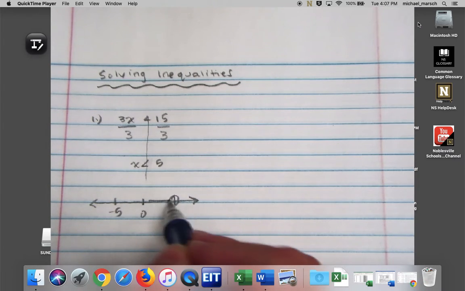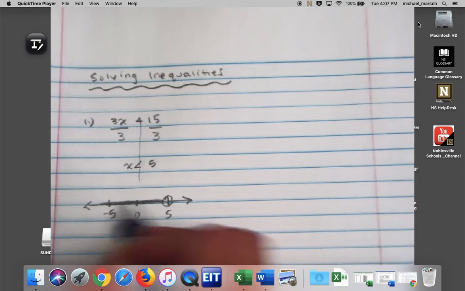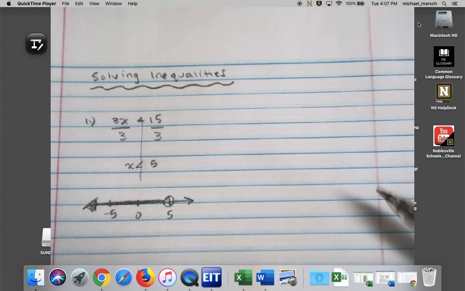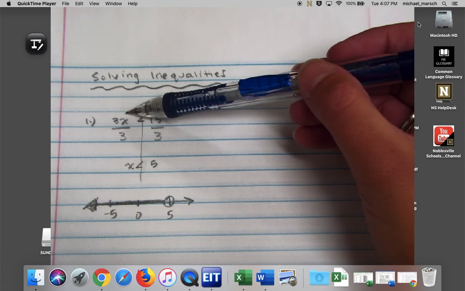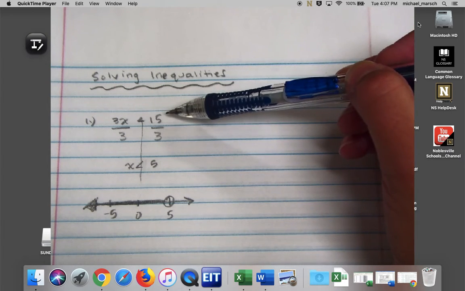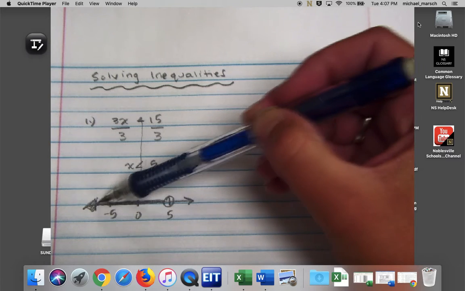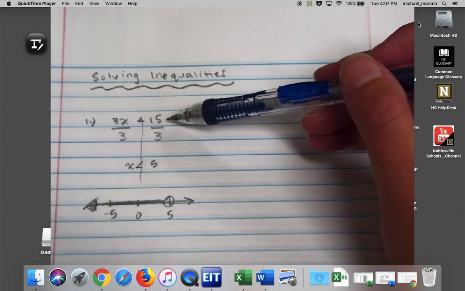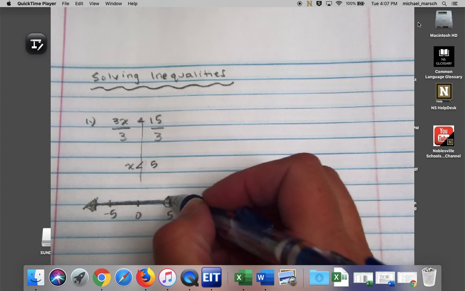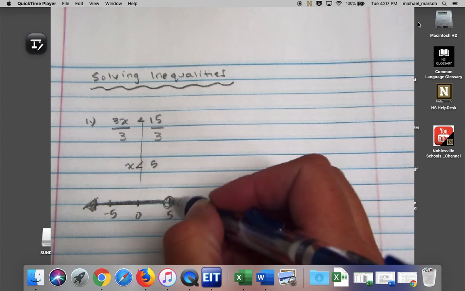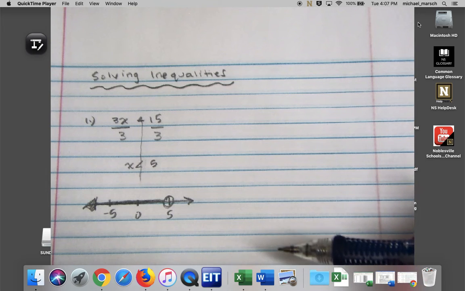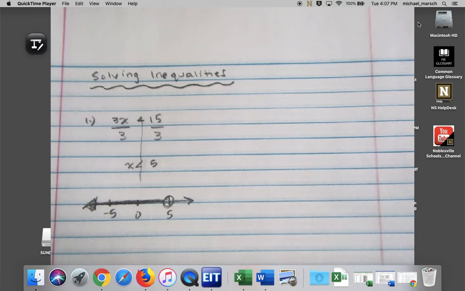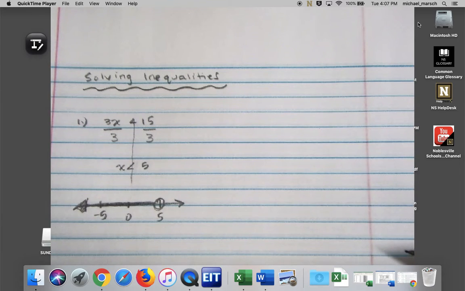And then I'm going to draw a thicker arrow to point to all of the values that x could be, because 3 times this number has to be less than 15. Anything less than 5 will work. 5 won't work because then it would equal 15, so that disqualifies it. So if this cannot be the answer, then you have an open circle. If it could be the answer, if it was or equals 2, then I would fill that circle in, and we'll do an example of that in a second.